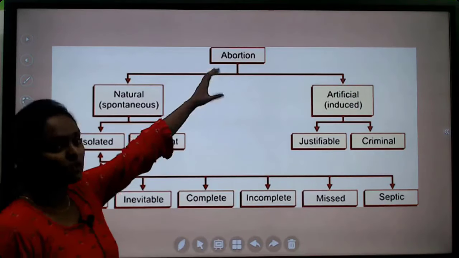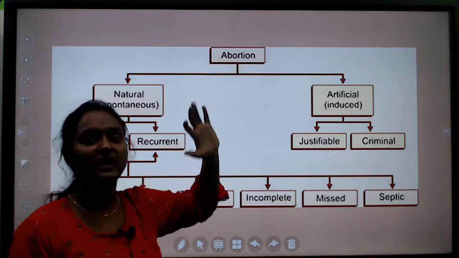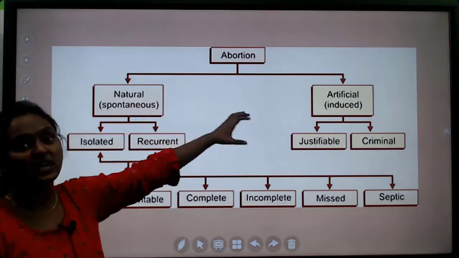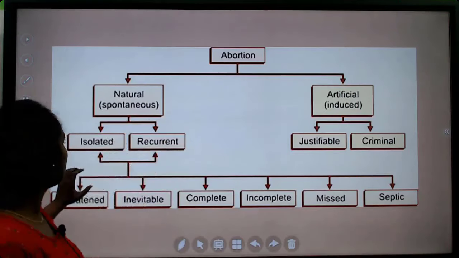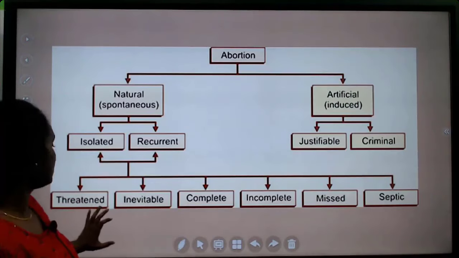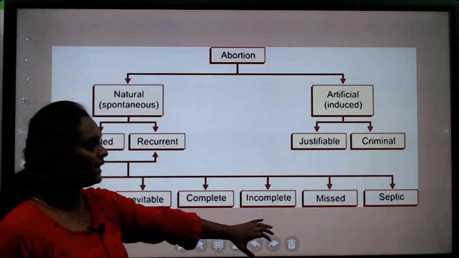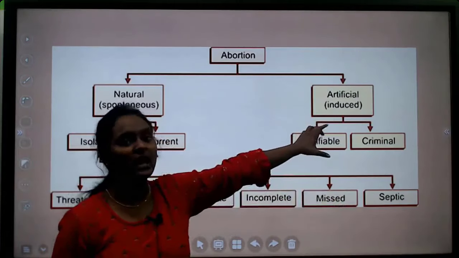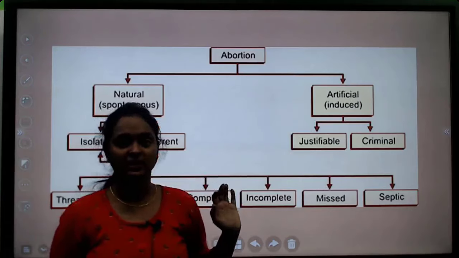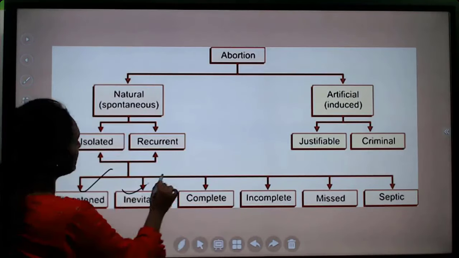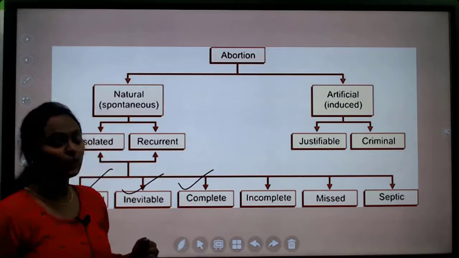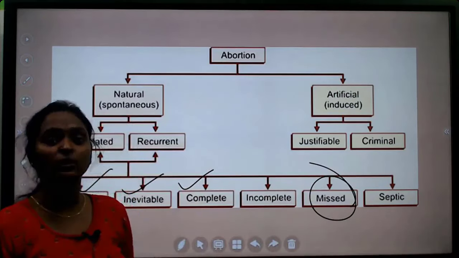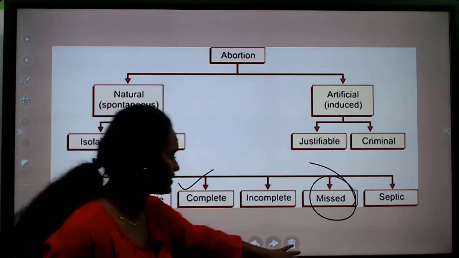So abortion means ending of the pregnancy before 20 weeks. Here two types are there, natural and artificial. Under natural, there are isolated and recurrent. Threatened, inevitable, complete, incomplete, missed and septic abortions are there under natural. When it comes to artificial, legal and illegal are there. Clear? From here there are mostly more chances of questions being asked, and from here, missed abortion, and which signs we will notice under missed abortion, there are chances to be asked.